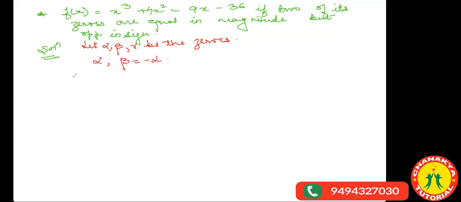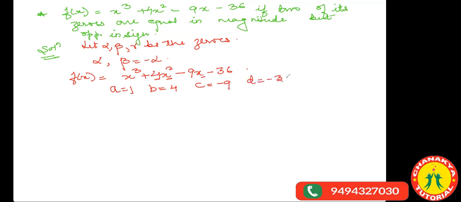Right. Now we have this polynomial x cube plus 4x square minus 9x minus 36. The coefficient of x cube is a, which is 1. The coefficient of x square is b, which is 4. The coefficient of x is c, which is minus 9. And d, the constant term, is minus 36. Clear, beta? Yes, ma'am.